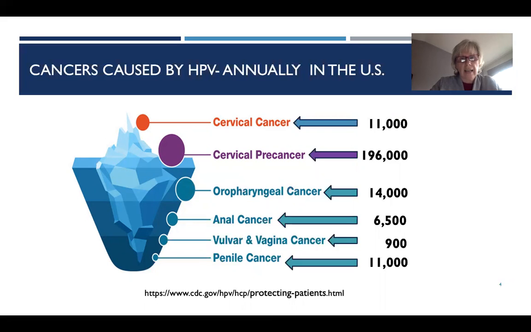And I think what we're most aware of are the cervical cancer at the top, but below the level of the water or the iceberg below, we have a lot of cancers that we're finding are associated with the high-risk strains of HPV. And I don't think there's enough education around the impact of cancer reduction in other areas outside of cervical cancer right now.